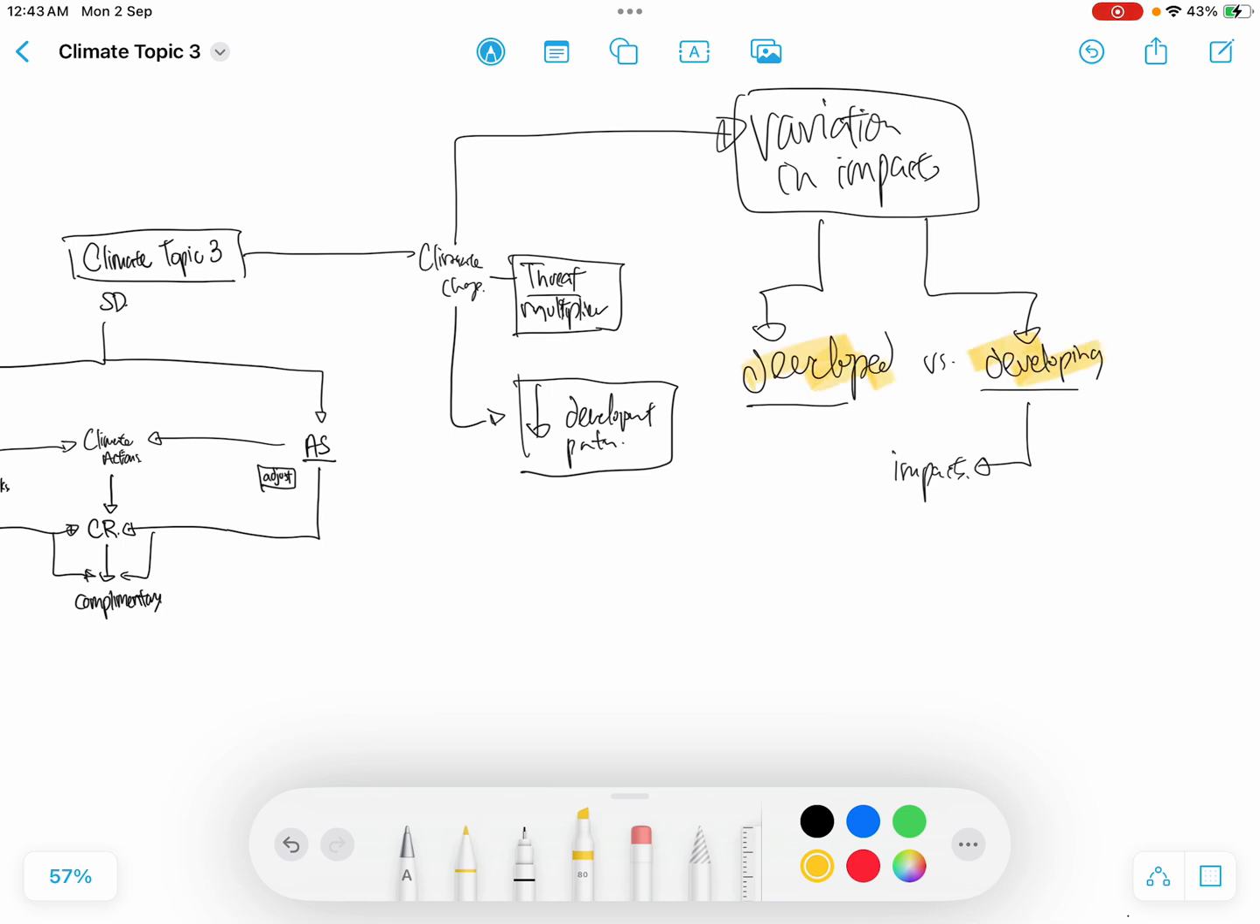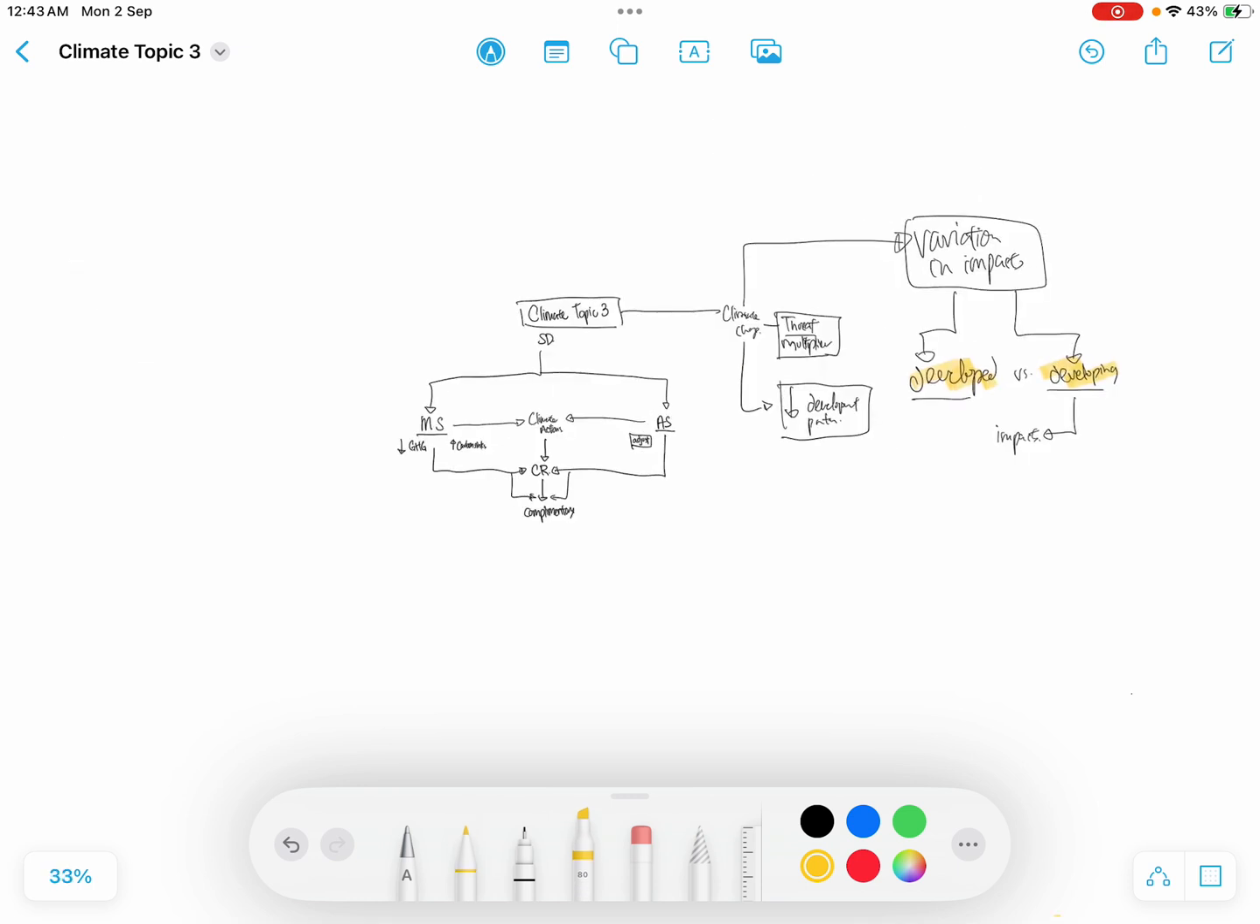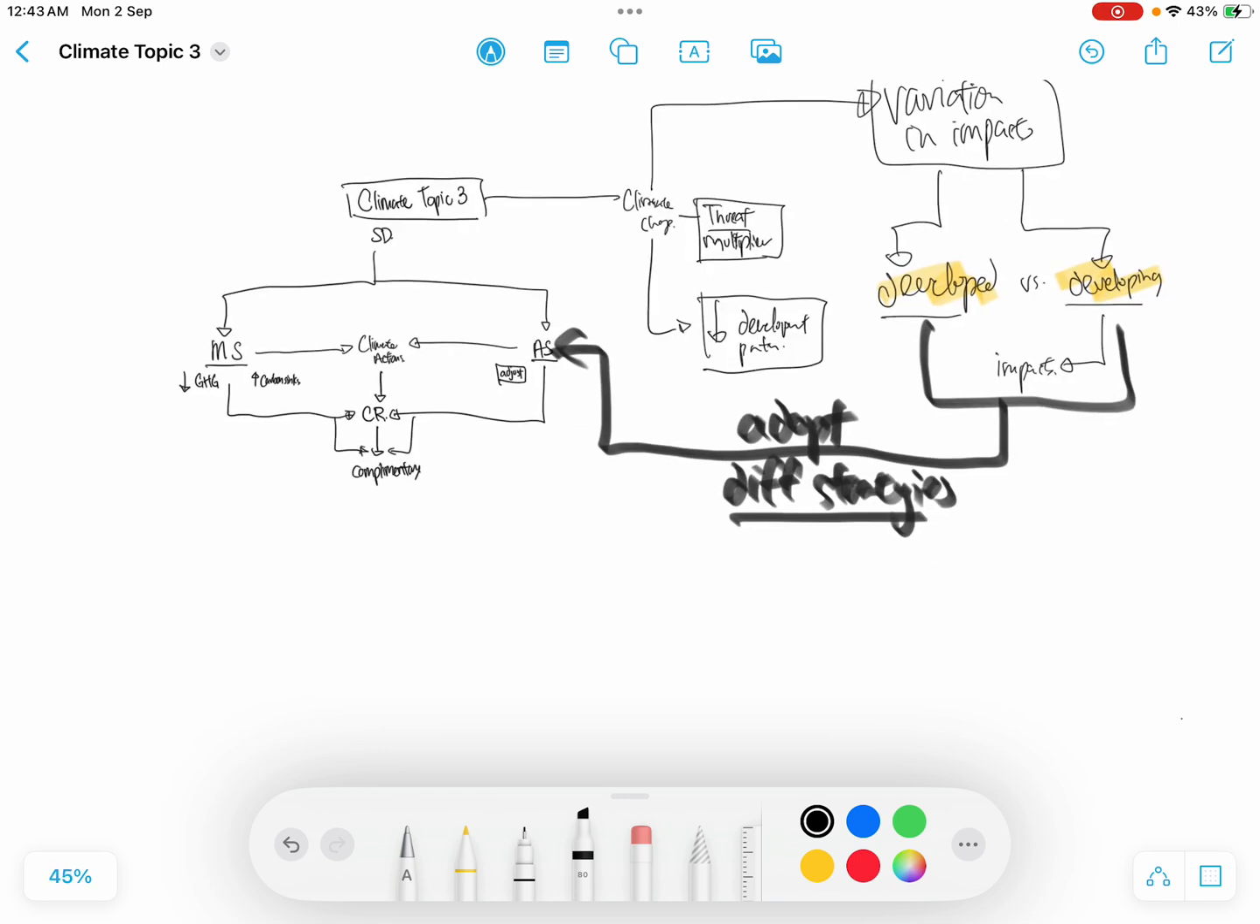That is also the reason why they have to adopt different strategies. A developed and an undeveloped country will adopt different kinds of strategies. That is usually what your 9 marks question should arrive at as the conclusion, right? So that is for topic 3.1.